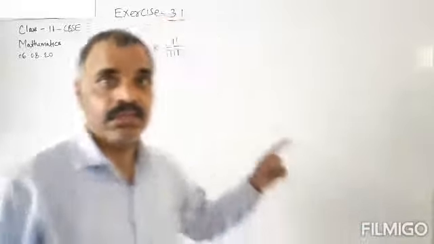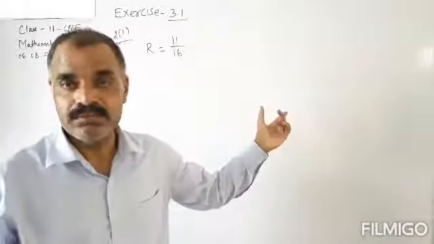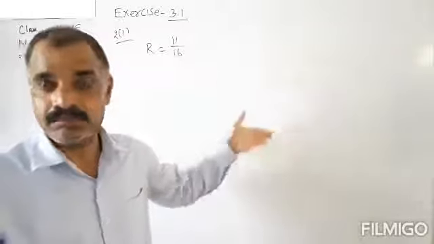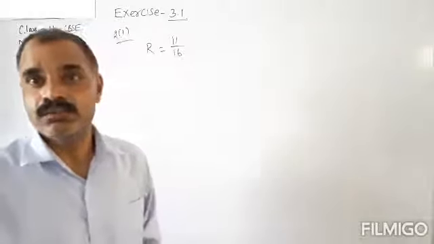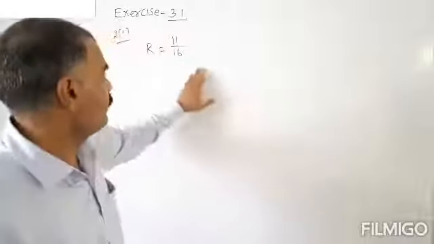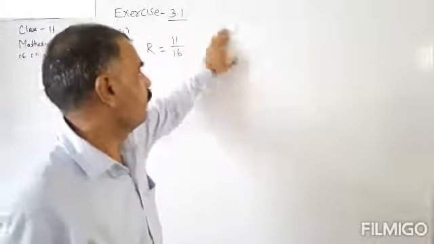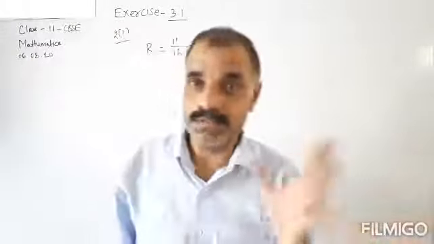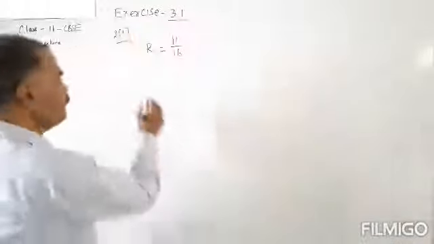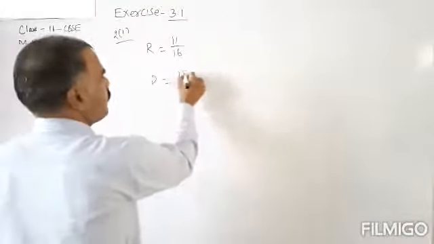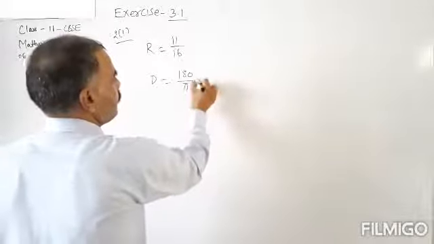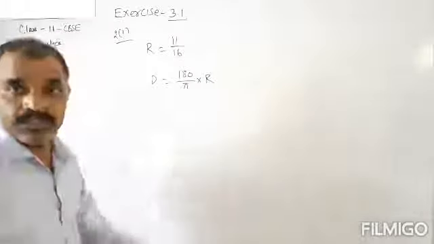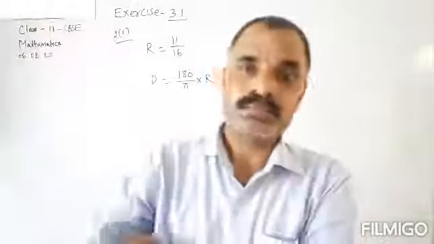So 11 by 16 is a real number, but it is a radian measure also. The radian measure is given as 11 by 16. Now we have to convert this radian measure into degree measurement. The degree measure is equal to 180 upon pi multiplied by the radian measure. This is the conversion formula.